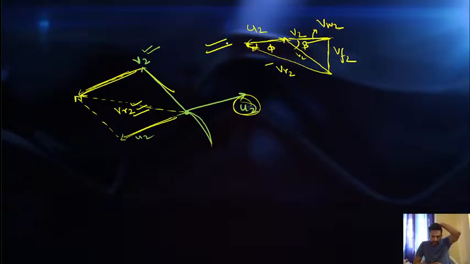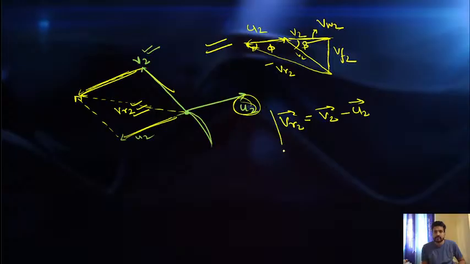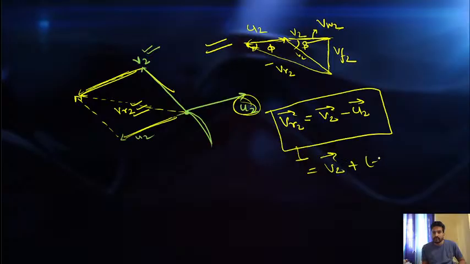Yes, VR2 is the resultant vector. VR2 vector is basically V2 vector minus U2 vector. Or you can say this is the resultant vector of V2 plus minus U2. This is my VR2 vector.